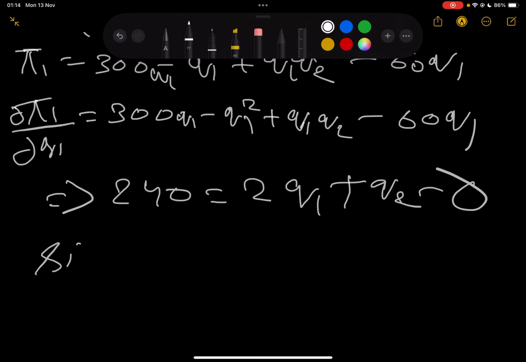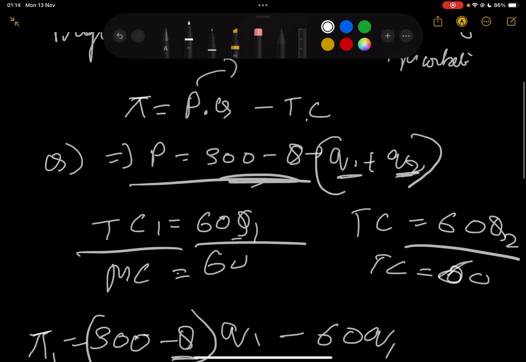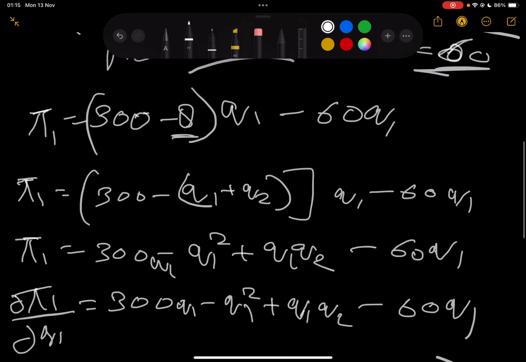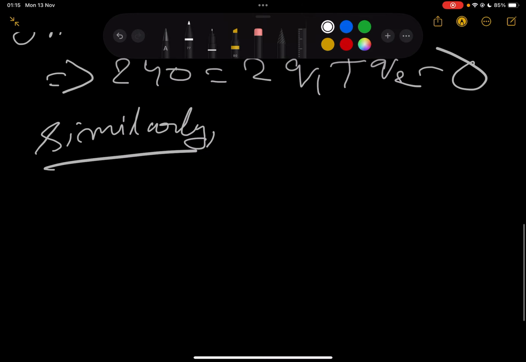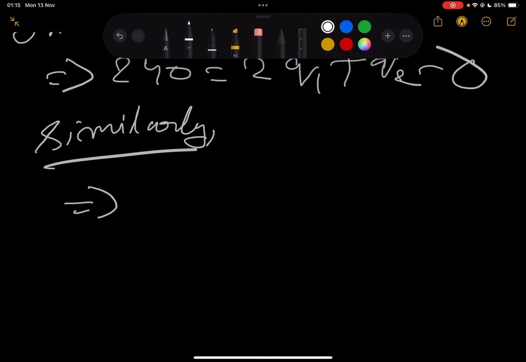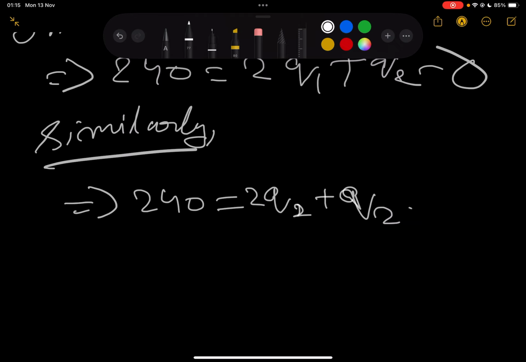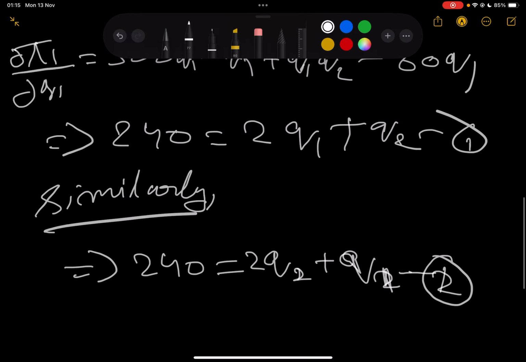Now similarly, our question mentioned that the total cost is 60 for both of the firms. So the cost of both firms is the same. So our profit function for firm 2 is going to be somewhat like this. I'm sorry, this is q1, this is our equation 2, this is our equation 1.